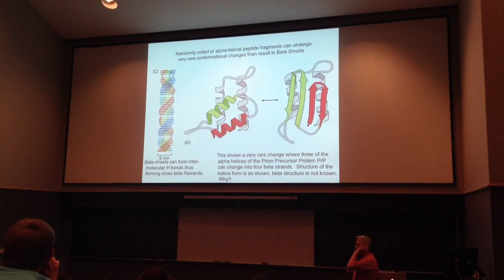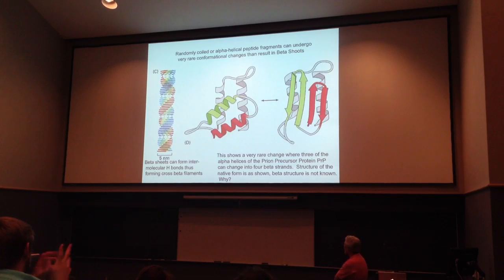And so the brain literally looks like a sponge because there are gaps in the brain. But anyway, the prion protein does that. But guess what? There's a prion protein that's called PR.